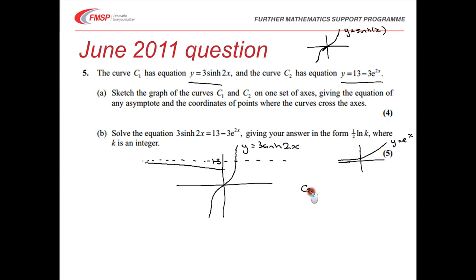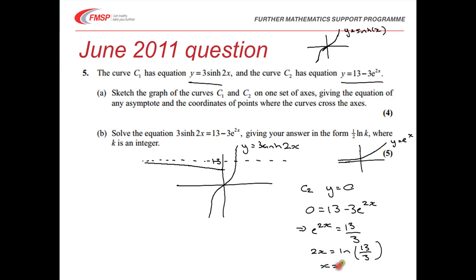So if we take curve C2 and we set y equal to 0, we get 0 equals 13 minus 3 e to the 2x. So that means that e to the 2x is 13 divided by 3, and 2x is log of 13 over 3, and x is half of that. Okay, so that means we've got a point here where it cuts through the x-axis, and we've got that value there is a half log of 13 over 3.